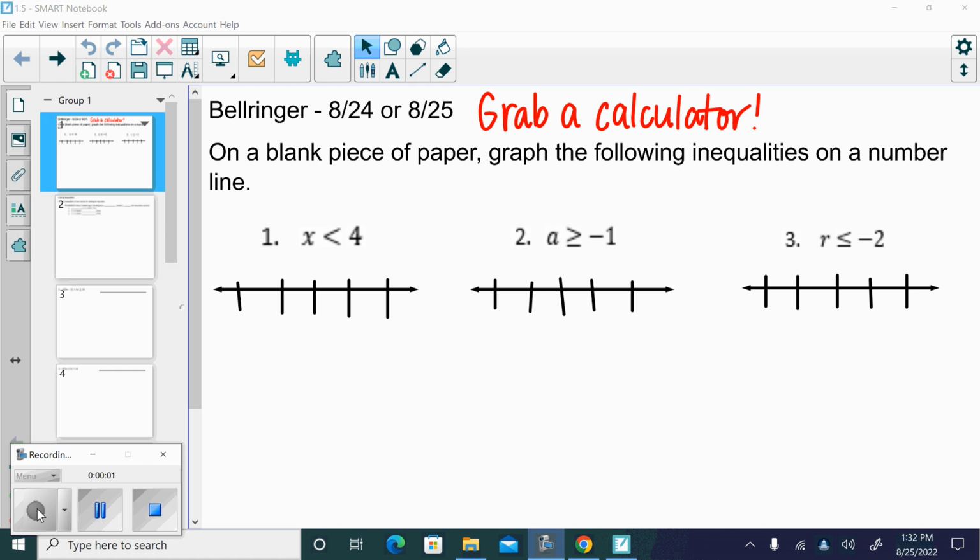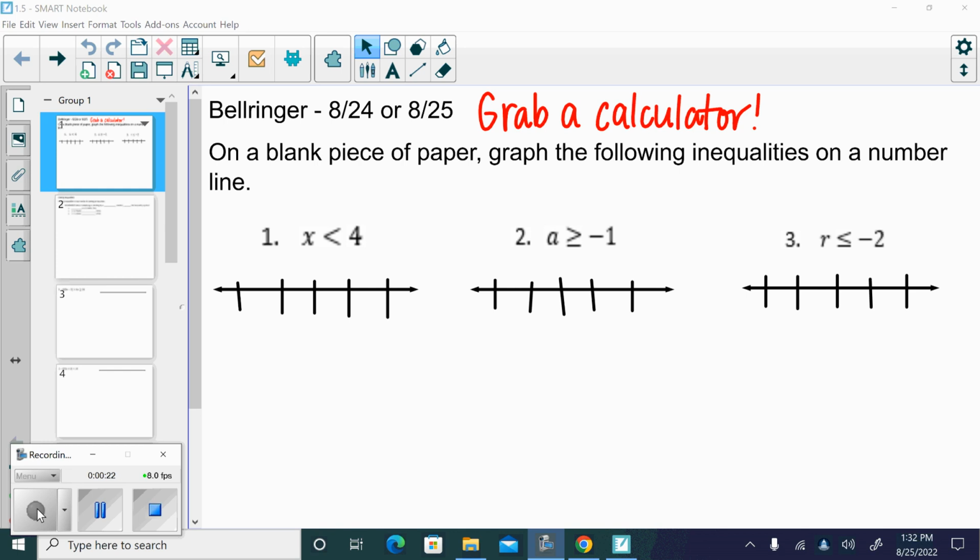So for example, for this bell ringer, it just said graph the following inequalities on a number line. So you need to have all three of these to get the credit. Okay? We'll talk about it at a later date when we turn in bell ringers, all that stuff, but either every class or every other class, something like that, we'll have a bell ringer. So always check the board when you walk in.